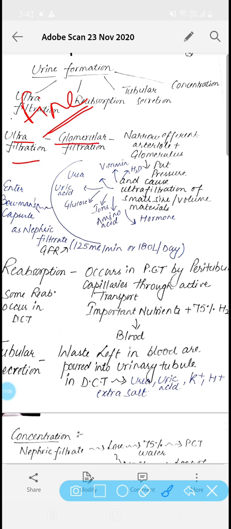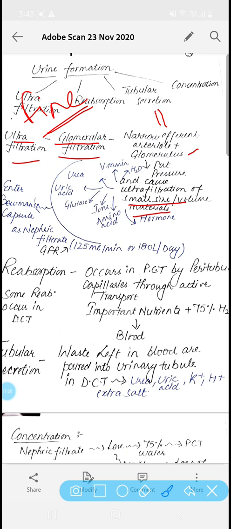As this ultrafiltration occurs in the glomerulus region, it is also called glomerular filtration. Now the efferent arterioles are very tight, very narrow. Along with the glomerulus, they put pressure and cause the ultrafiltration of a small size and small volume of the material.